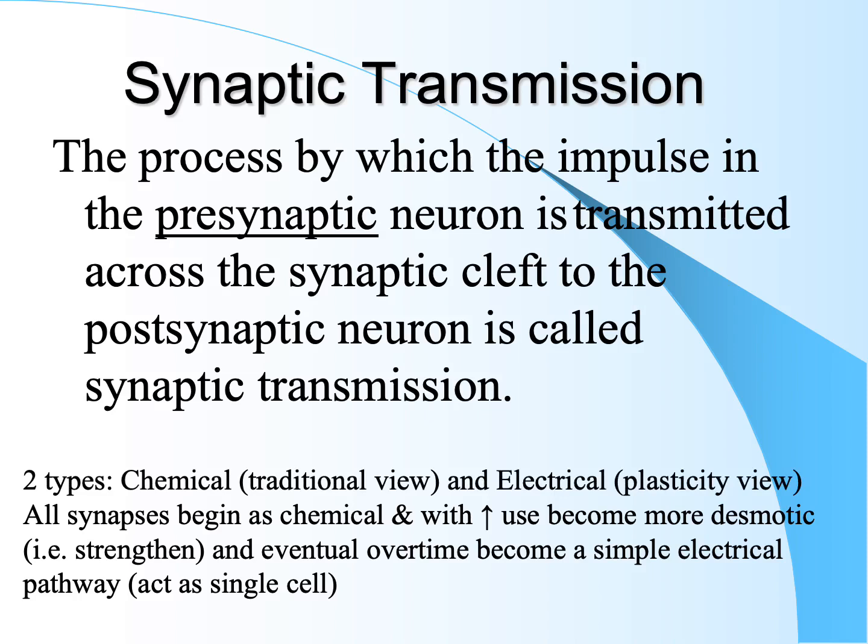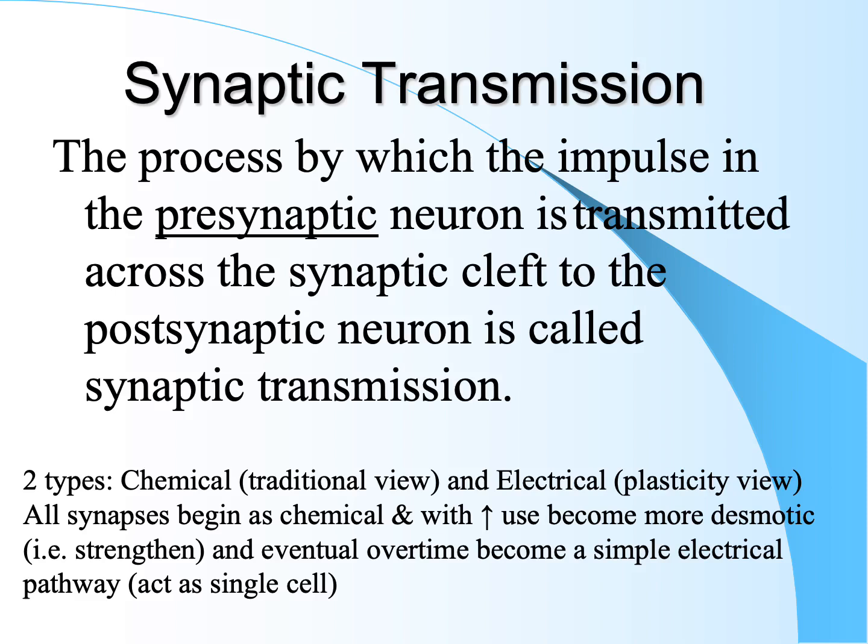So all synapses start chemical. The more we use them, the more desmotic those junctions become, as we get more proteins adhering the membranes together. And eventually, over time, they're going to form simple electrical pathways, meaning they're going to act as a single cell.